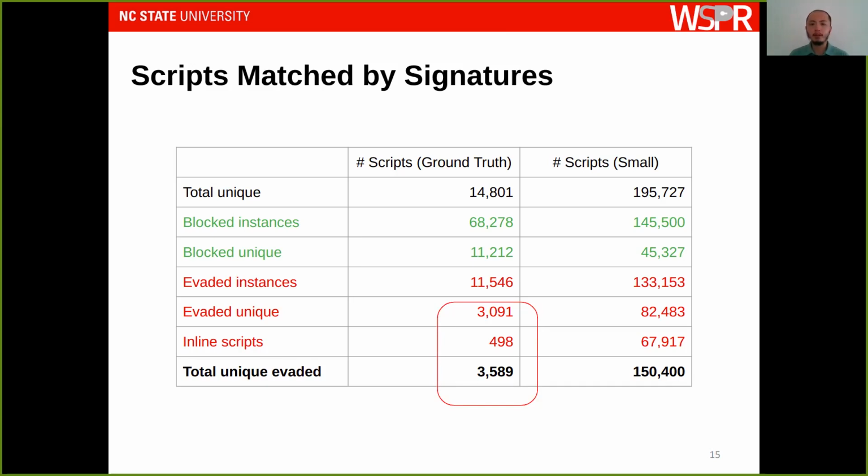In the table here, for comparison, we also show the corresponding numbers for the small signature set. The point here is to show that they ended up matching many more scripts. And this confirms that they are indeed less specific and therefore more likely to introduce false positives.